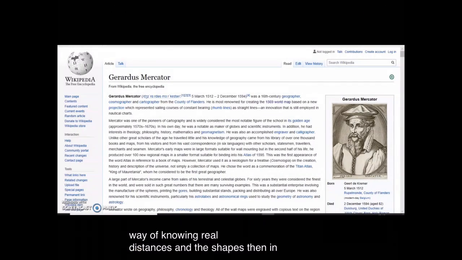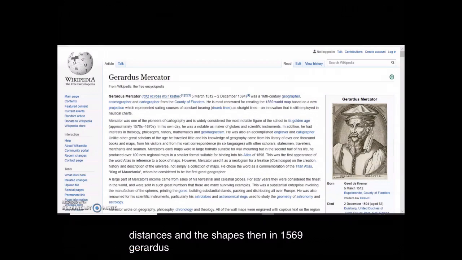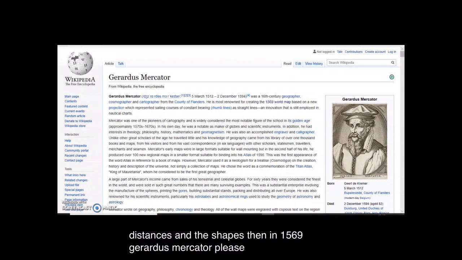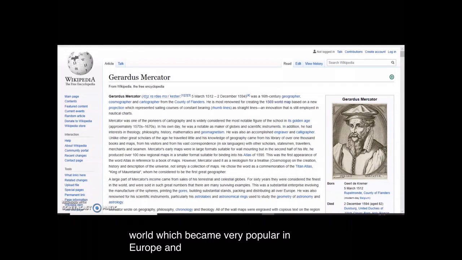Then in 1569... Do you mean 1569? Okay, yeah. Happy with that. Gerardus Mercator produced a map of the world, which became very popular in Europe. Oh yeah, true. Well, this guy is spinning out straight facts.